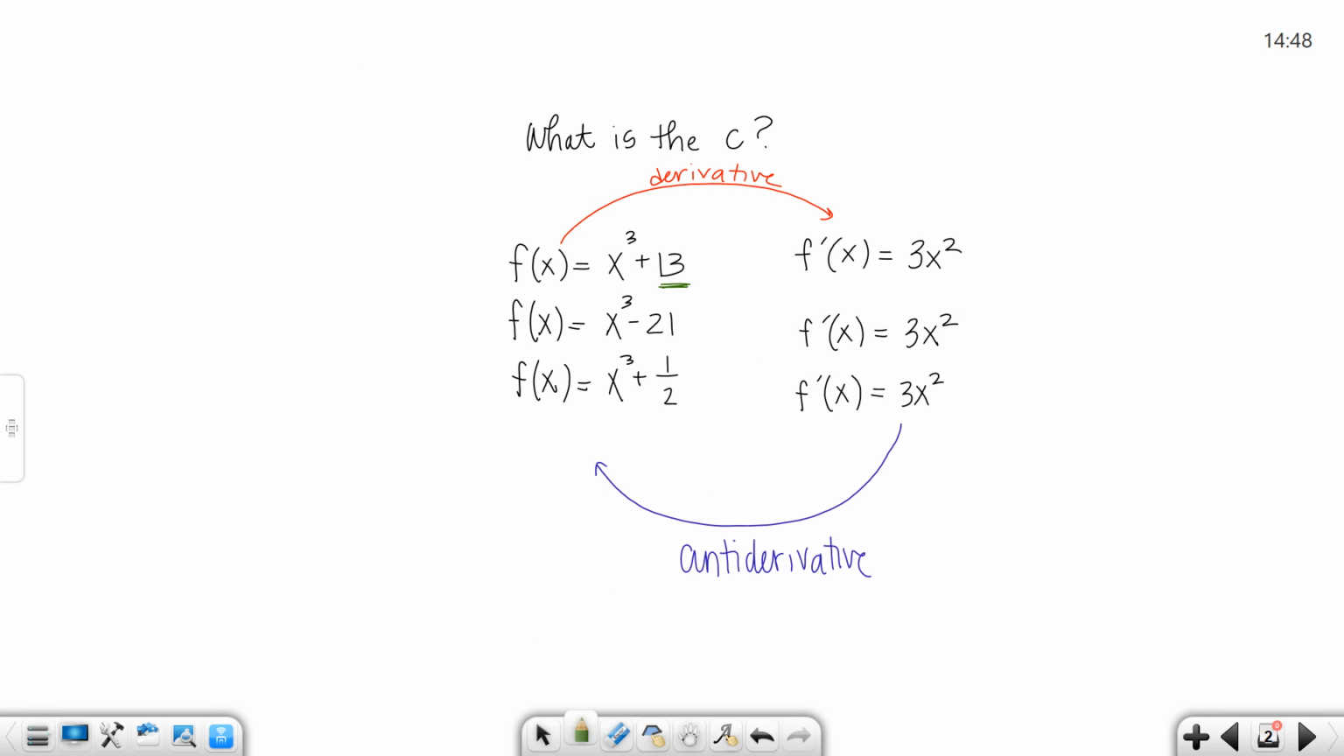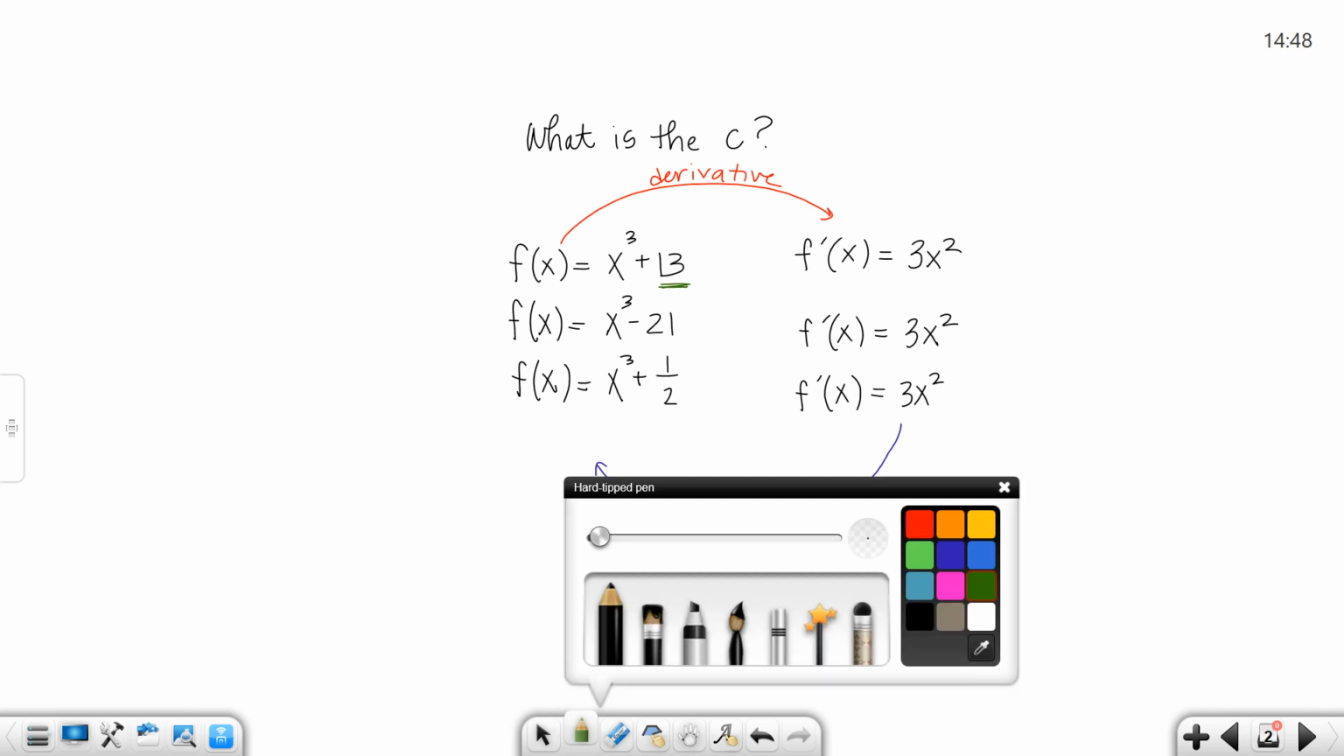Now, what is the c? So if you look at the left side of the page, you have x cubed plus 13, and we took that derivative and just got 3x squared. You also have x cubed minus 21. We took that derivative and got 3x squared. You also have x cubed plus 1/2. You took that derivative and got 3x squared.